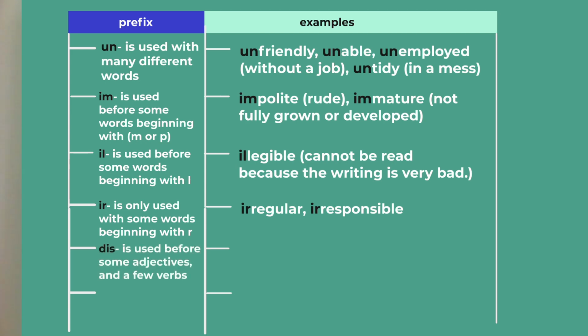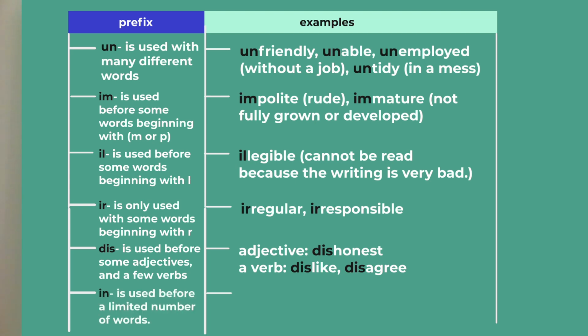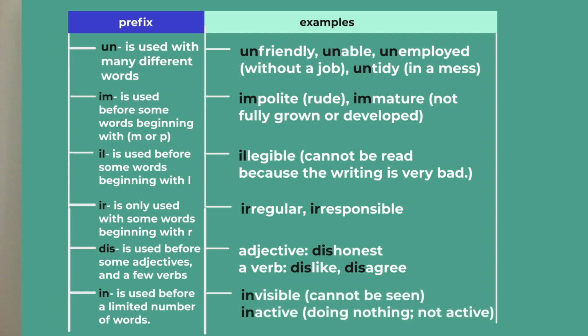The prefix dis is used before some adjectives and a few verbs. An example about an adjective, dishonest, which is the opposite of honest. As a verb, we have the verbs like and agree. If you want to make it the opposite, dislike, disagree. The prefix in is used before a limited number of words. For example, invisible, which means something that cannot be seen, inactive, which means doing nothing or not active.